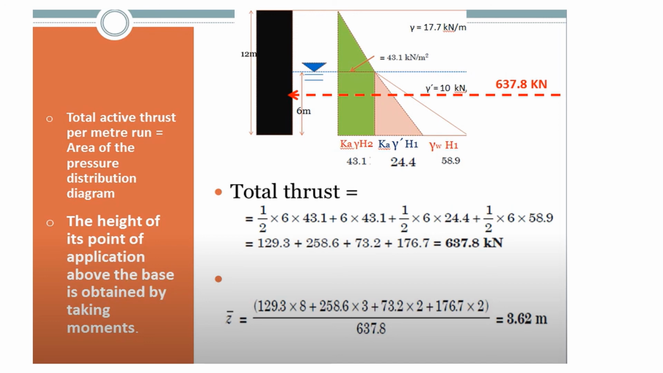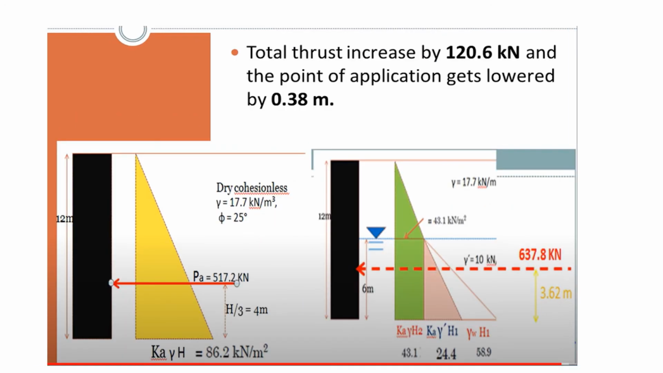And when we divide that by the total force acting, which is 637.8 kilonewton, we will get the location of the total force, which is 3.62 meter, and this is marked here. In this way, we are getting the point of application of the total force.